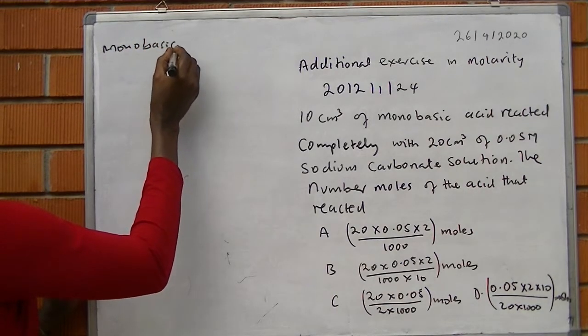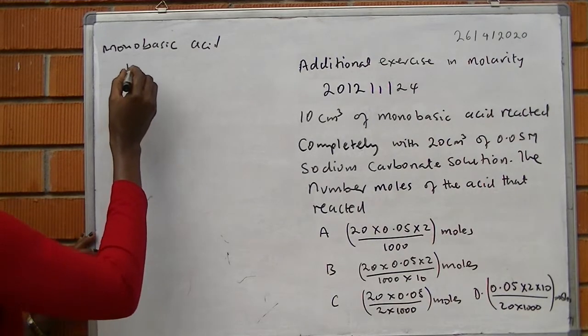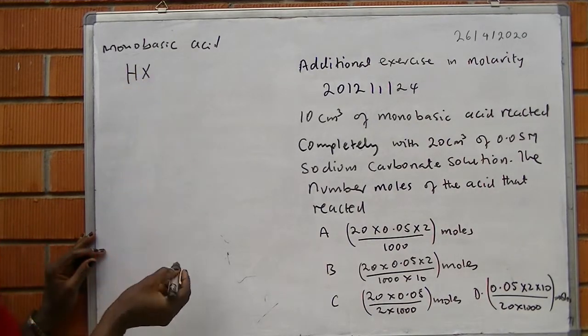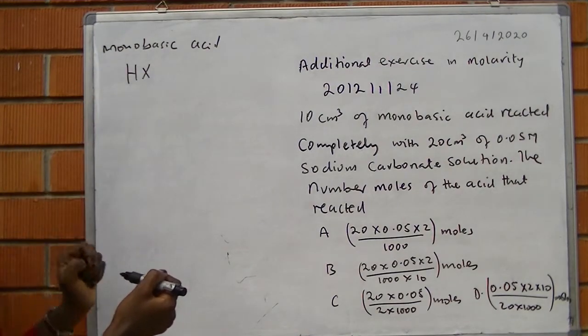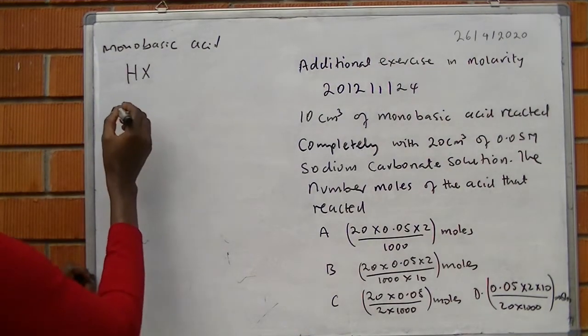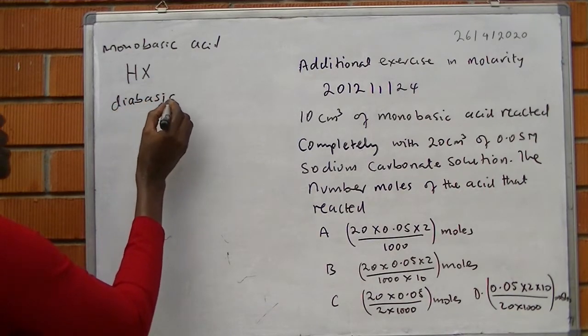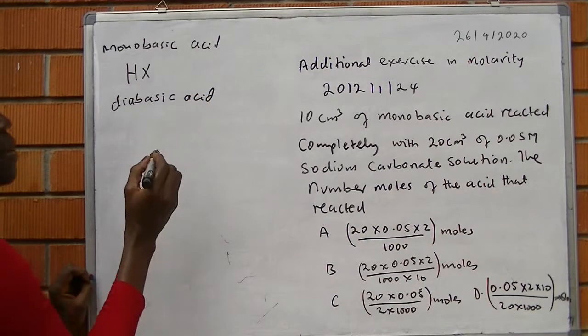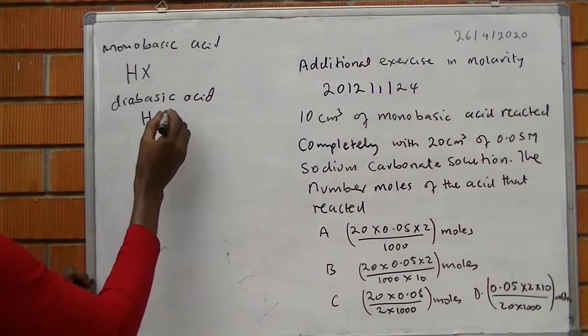Monobasic acid. Such acids are written like HX. We don't know the radical, but we know the hydrogen ions. Mono stands for 1, so that is 1 hydrogen. There is dibasic acid. Di means 2. This means that it has 2 hydrogen ions.